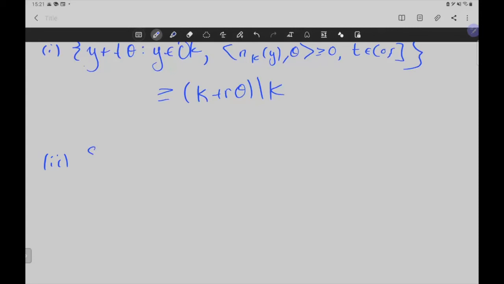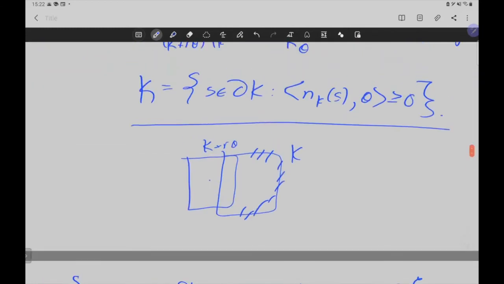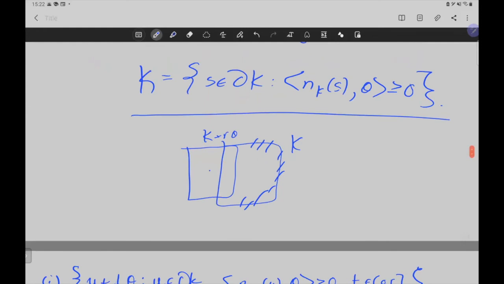The second one is to show that the set of all y plus t theta such that y is in the boundary of K, but now intersected with K plus R theta, so you take only those pieces where you have an intersection, with zero less than t less than or equal to R, is in fact inside of K plus R theta minus K. So going to the picture, the second one is just this one, right? Just these little pieces here.